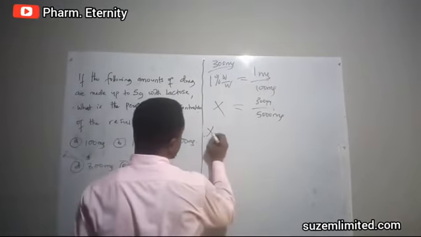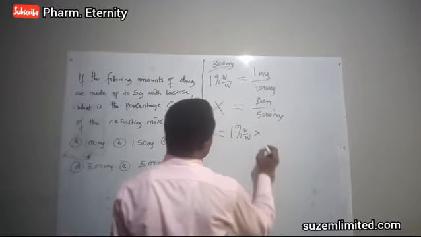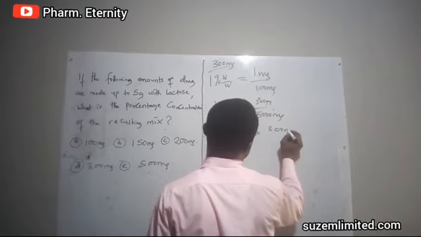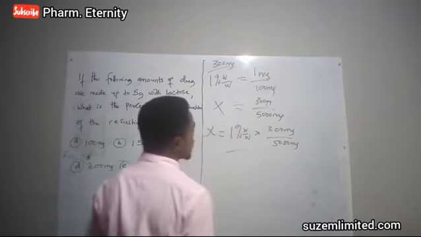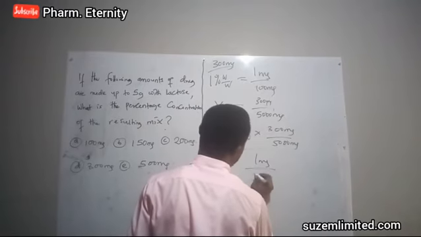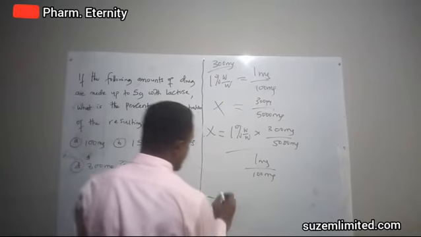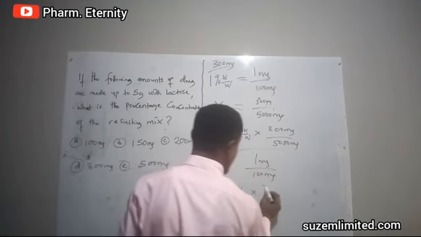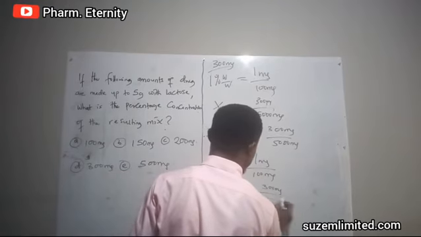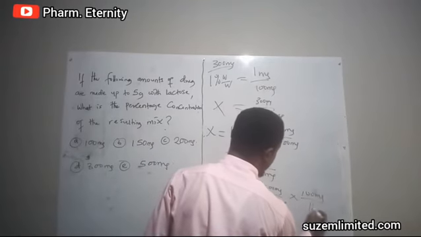So X is now equal to what? 1% weight per weight times 300 milligram over 5,000 milligram, all over 1 milligram divided by 100 milligram. This thing is something as 1% weight per weight times 300 milligram over 5,000 milligram. This will come up, making it 100 milligram over 1 milligram.